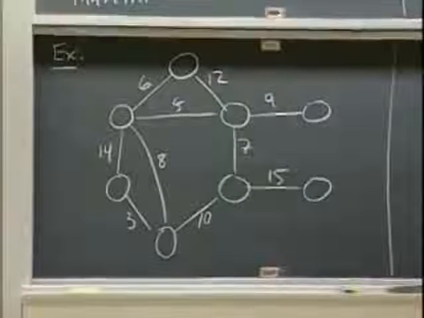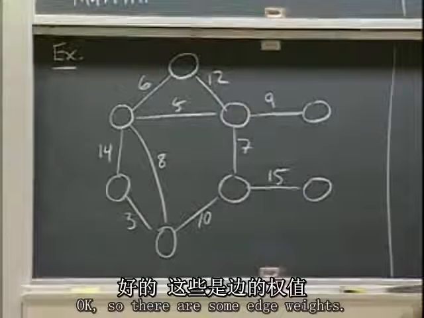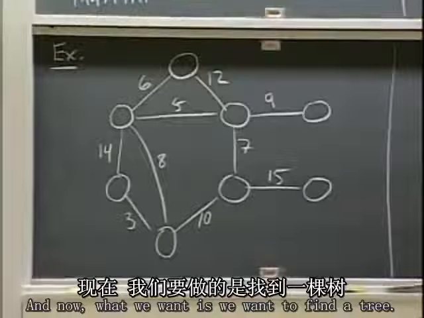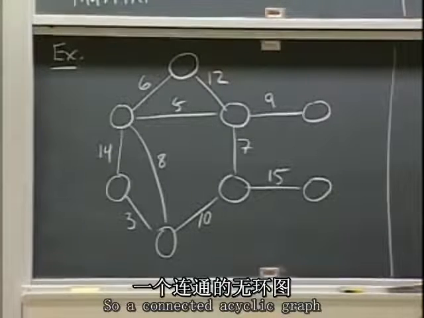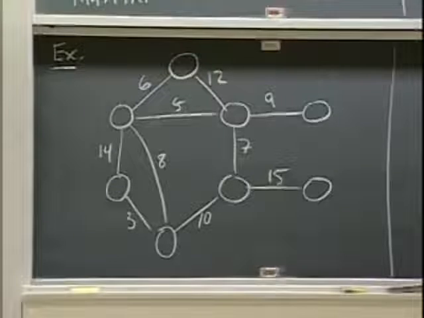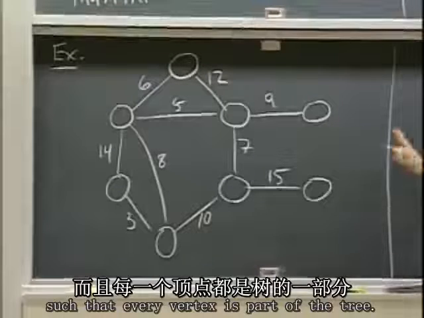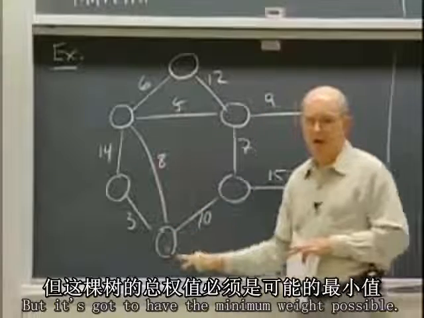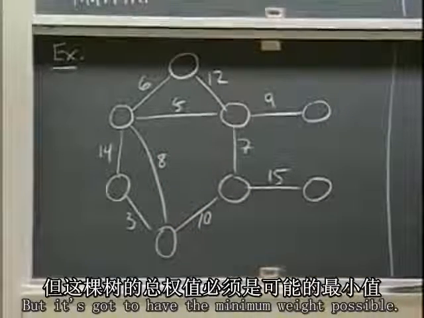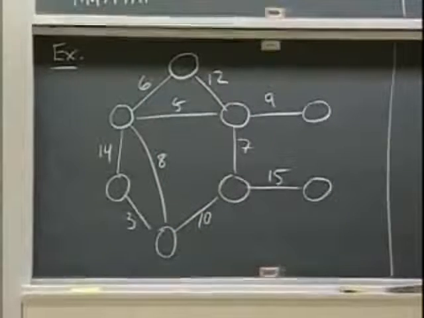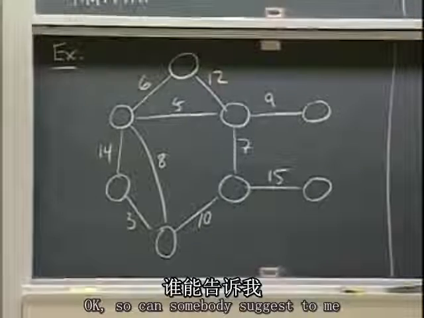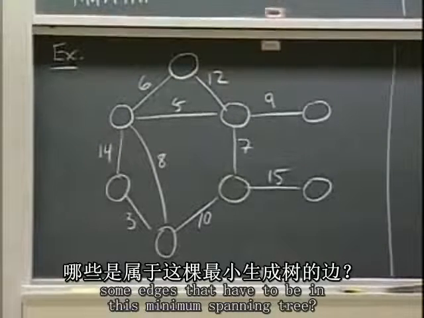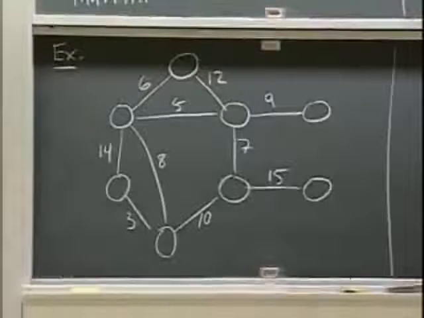Okay, so there's some edge weights. And now what we want is to find a tree, so a connected acyclic graph, such that every vertex is part of the tree, but it's got to have the minimum weight possible. So can somebody suggest to me some edges that have to be in this minimum spanning tree?